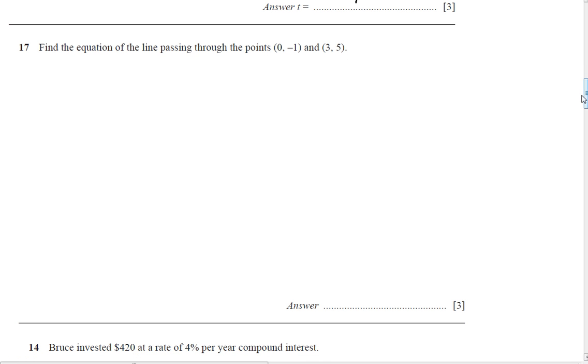Number 17 says find the equation of the line passing through (0, -1) and (3, 5). So imagine we had these points, (0, -1) and (3, 5), and we want to get the equation of the line passing through them. So imagine there's a line going through them, joining these points together. It's a bit skew, but it's okay.